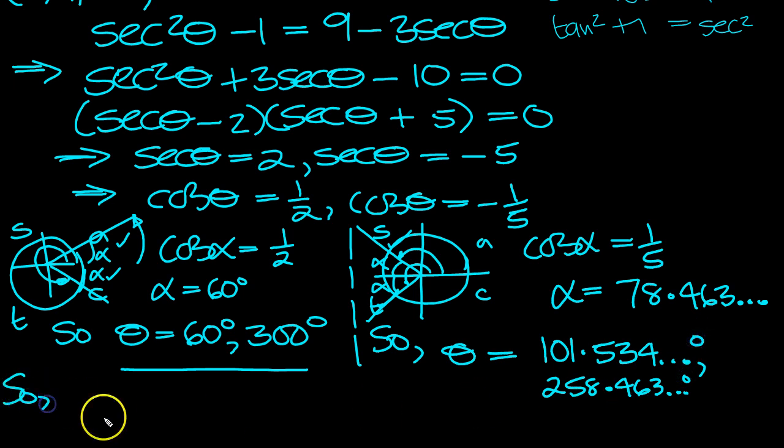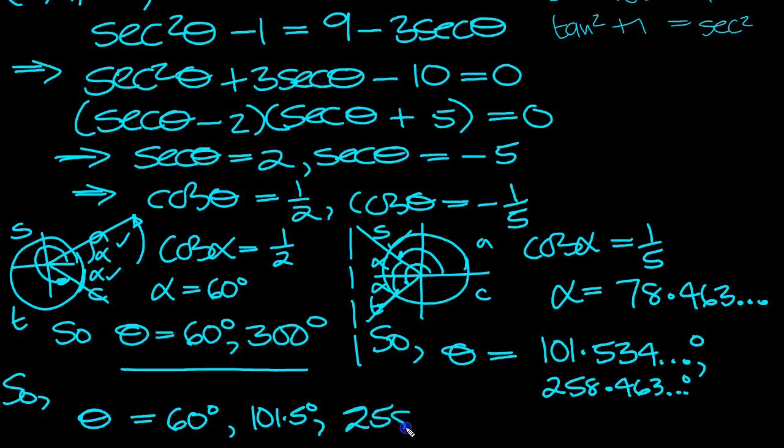So then, finally, our solutions, theta is equal to 60 here, 101.5 to nearest 0.1 of a degree, 258.5, 258.46 to 1 decimal place, sorry. So that would be 258.5, and then 300. So there's our solution set for theta.